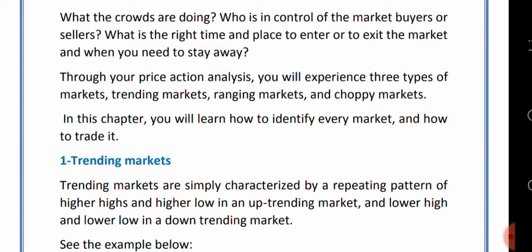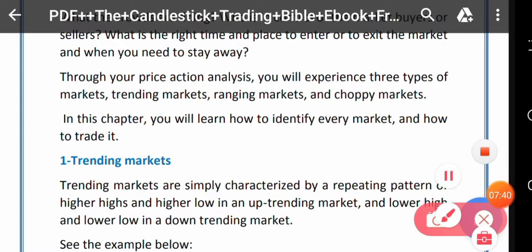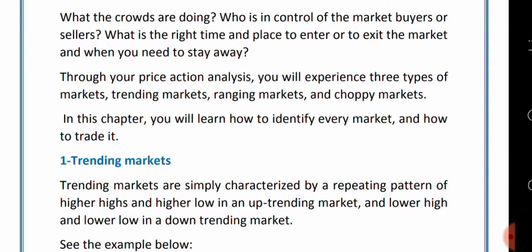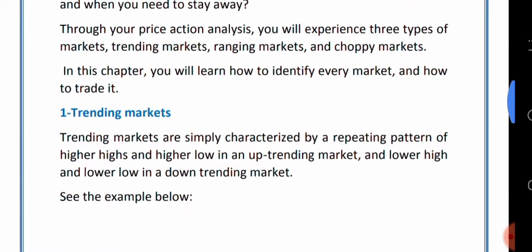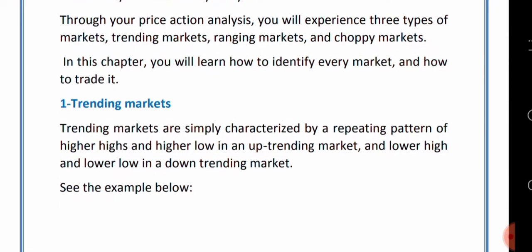Okay, let's proceed. In this chapter, you will learn how to identify every market and how to trade it. So let's talk about trending markets first. Trending markets are simply characterized by a repeating pattern of higher highs and higher lows in an uptrending market, and lower highs and lower lows in a downtrending market.